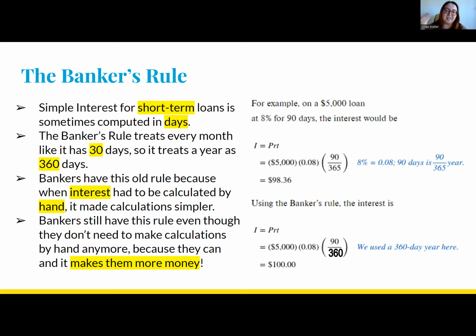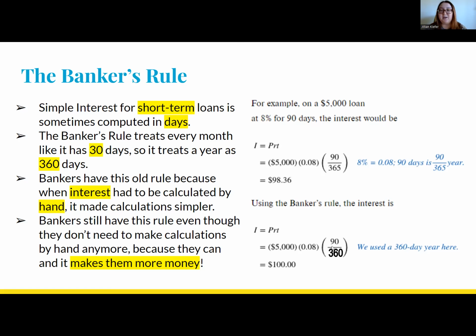So bankers have this rule because when interest had to be calculated by hand, it made calculations a lot simpler to use 360 instead of 365. Since we have things like computer programs nowadays, it's definitely nowhere near as much of an issue because nobody's calculating these things by hand anymore. But they do it because it makes them more money. They get more money out of it by using 360 instead of 365.